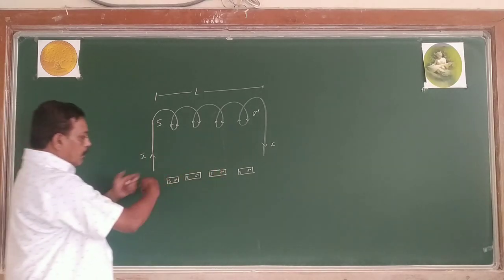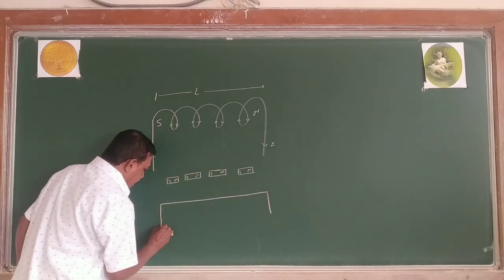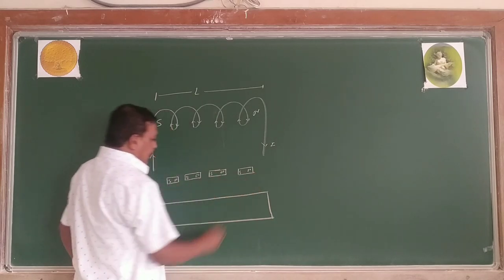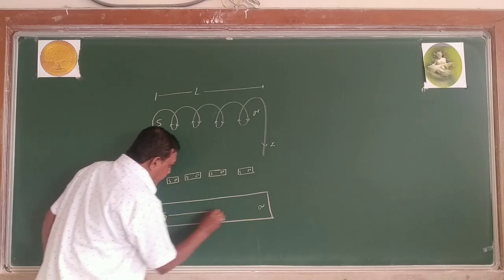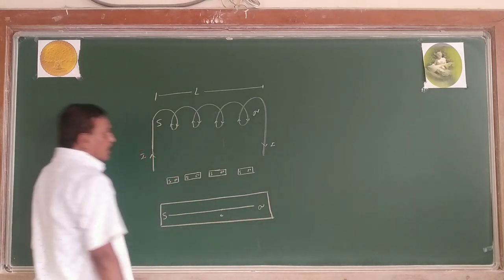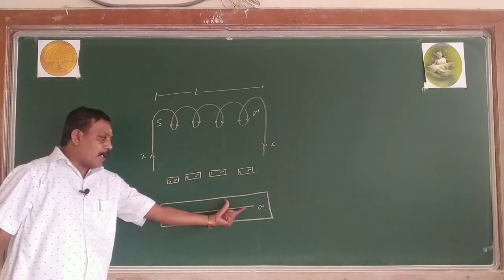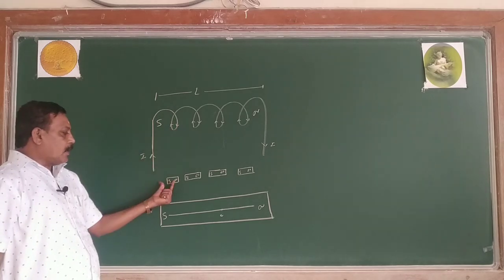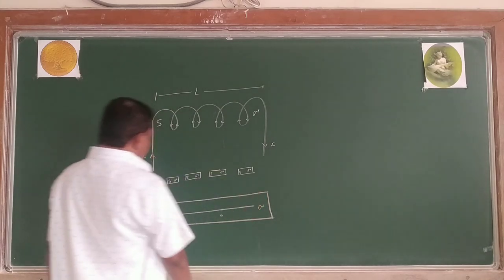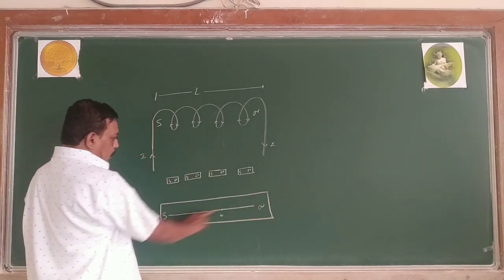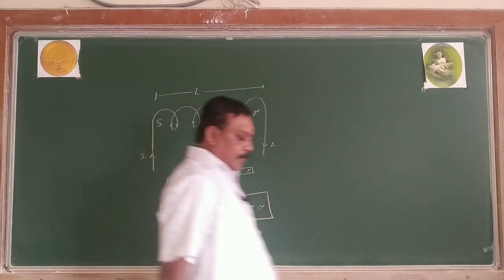When I join them together, there is a formation of a single magnet. All the tiny magnets are joined together. Now this is the south pole and this is the north pole. This is a current carrying solenoid acting as a bar magnet. Each turn of the solenoid acts as a tiny bar magnet. Hence the number of tiny bar magnets produces what? A single magnet. So one face is south, another is north. This is a current carrying solenoid acting as a bar magnet.